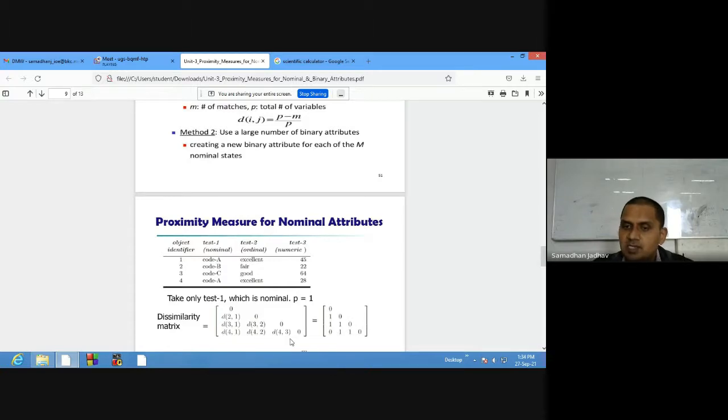Then 4 with 2 and 4 with 3: again 1 minus 0 by 1, so it's 1. So this is the proximity measure for nominal attributes.